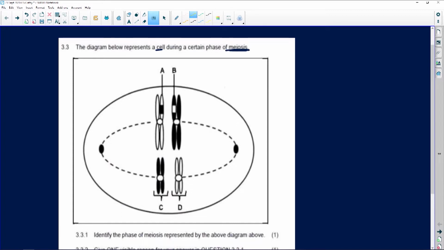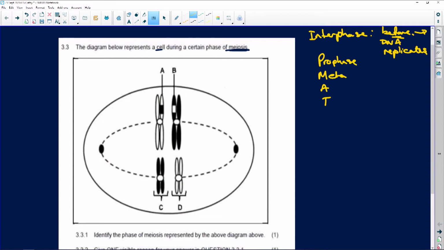Okay, so just quickly, when you have interphase, you can see nothing. And interphase happens before actual meiosis. So that's before. All right, then this is just when the DNA replicates. And we did replication last week. Okay, then you have prophase, metaphase, anaphase, and telophase. So it's PMAT. Prophase, metaphase, anaphase, and telophase.